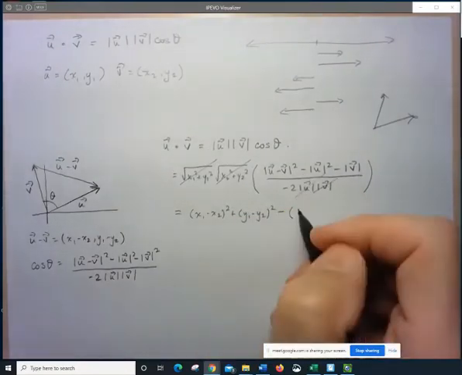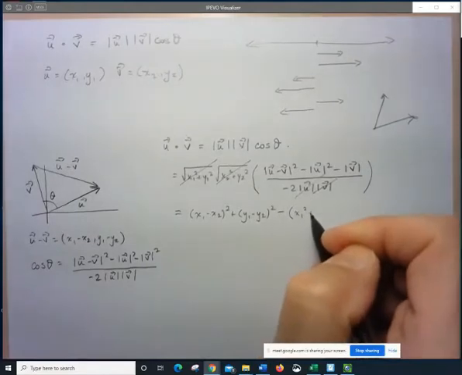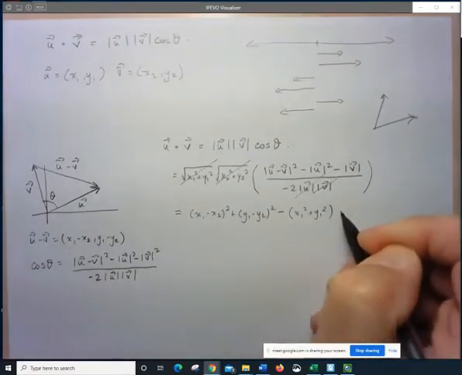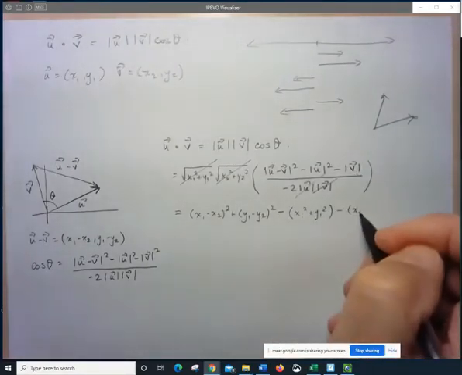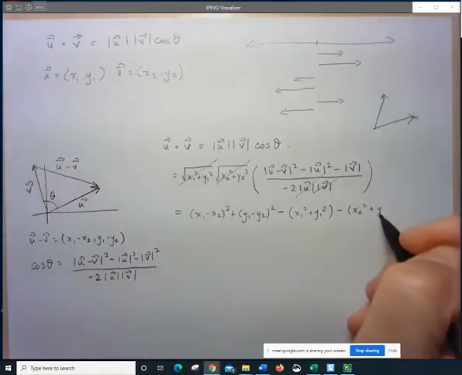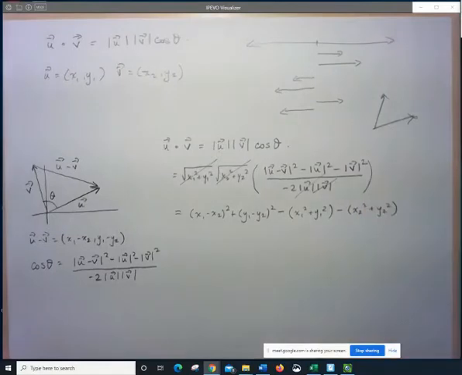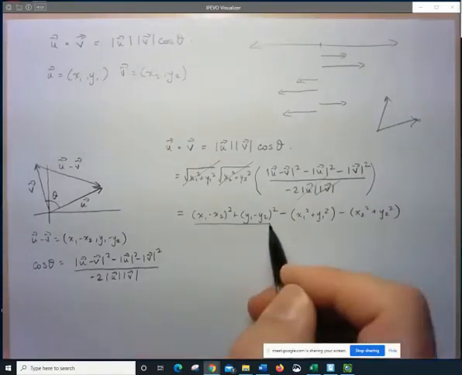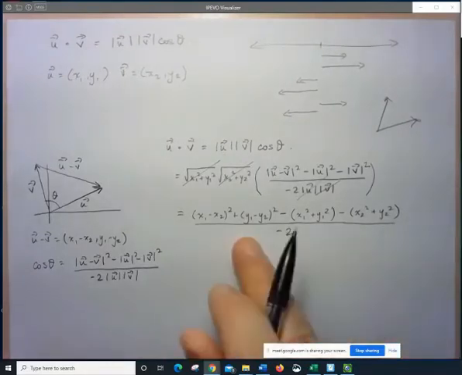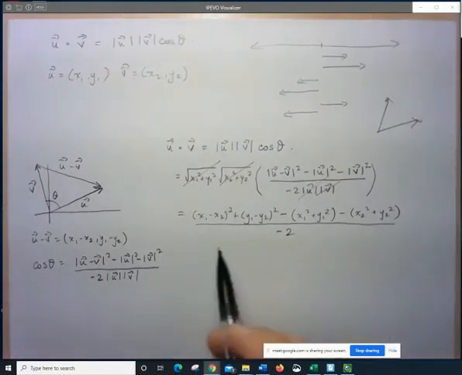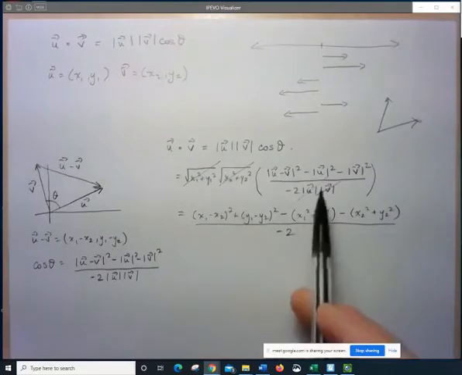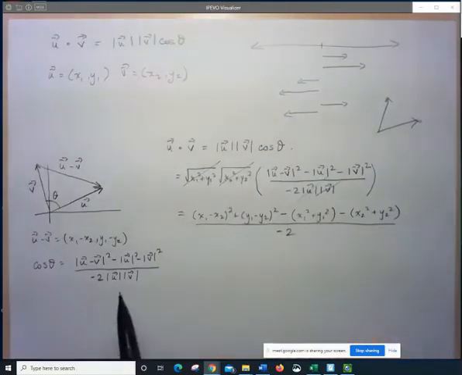Notice here I put brackets to make sure I take into account this subtraction. So this is going to be x1 squared plus y1 squared, and then minus, this is just going to be x2 squared plus y2 squared, again because the square root, sorry, that one should have been squared there. I just noticed that little mistake. All over -2. So at this point, this is still looking pretty ugly, despite the fact that we canceled out those expressions. Still not looking great.